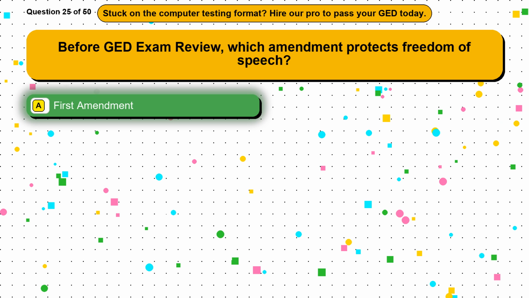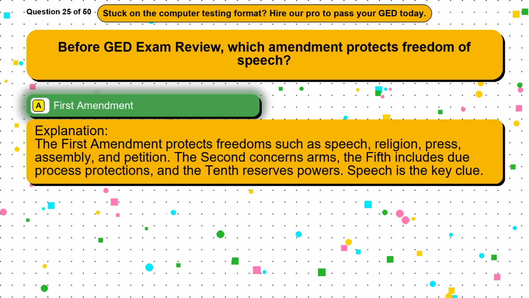First Amendment. The First Amendment protects freedoms such as speech, religion, press, assembly, and petition. The second concerns arms, the fifth includes due process protections, and the 10th reserves powers. Speech is the key clue.